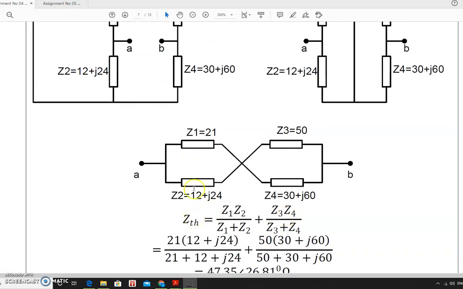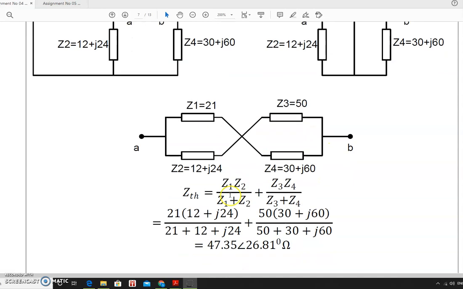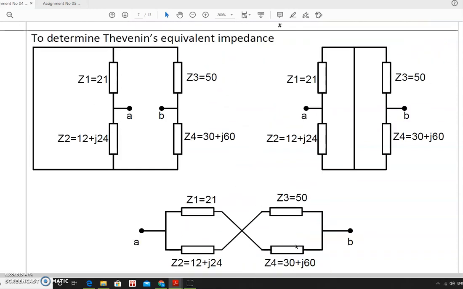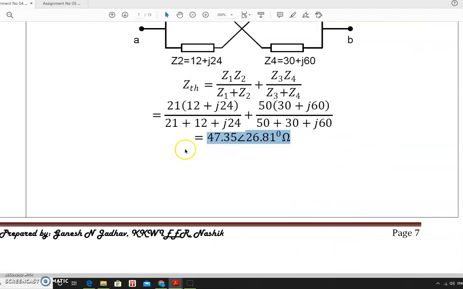So what is the Thevenin's equivalent circuit? Z1 parallel with Z2 plus Z3 parallel with Z4. These two are in parallel, these two are in parallel, and these are in series with each other. So Z1 Z2 divided by Z1 plus Z2, plus Z3 Z4 divided by Z3 plus Z4. Substituting the values of Z1, Z2, Z3, Z4, we calculate ZTH. ZTH comes to 47.34 at an angle of minus 26.81. This is the Thevenin's equivalent impedance between points A and B.